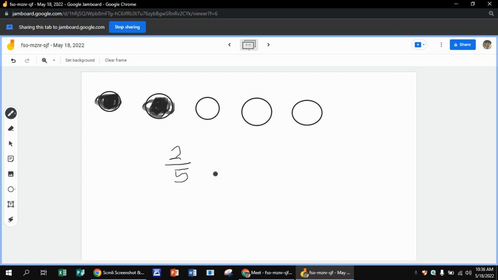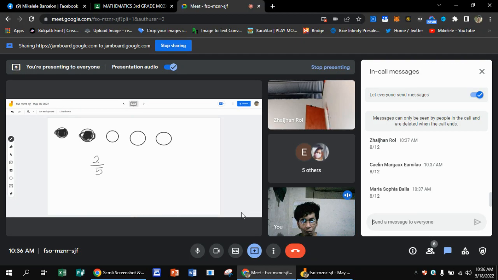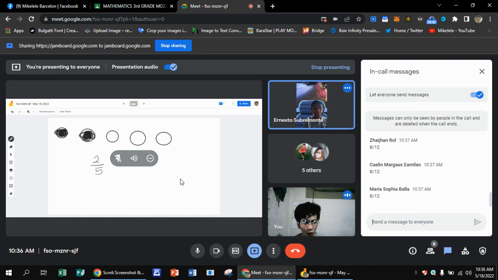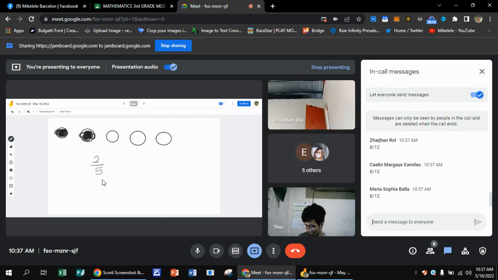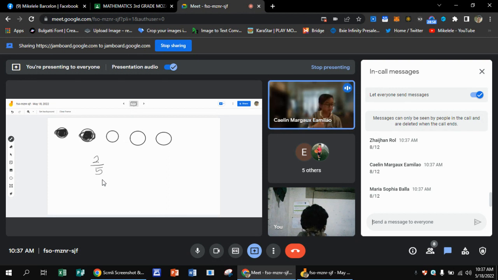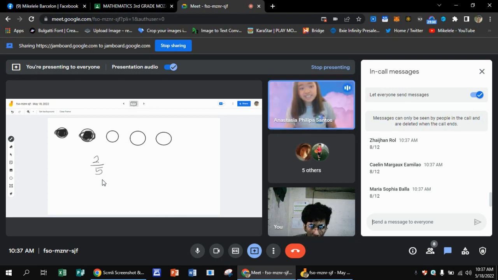So you see the shaded part and you see the unshaded part, diba? So you're going to count the shaded part and put it on the numerator, and the whole will be the denominator. For example, like this one, how many shaded parts do we have? 2. So the fraction will be 2 over 5. Okay? And on page 289, how are we gonna do it?